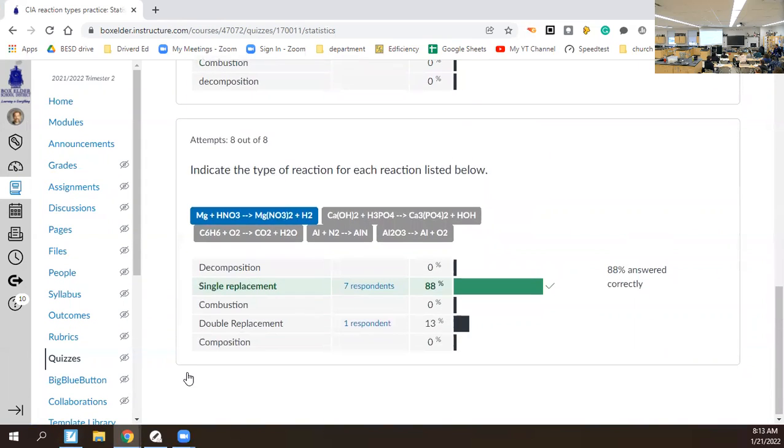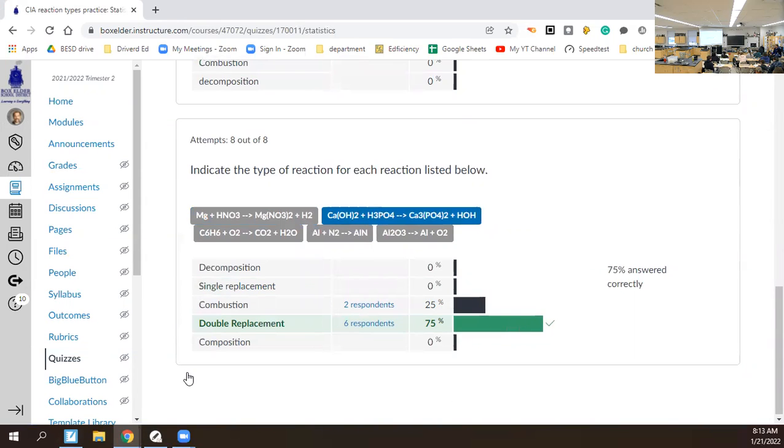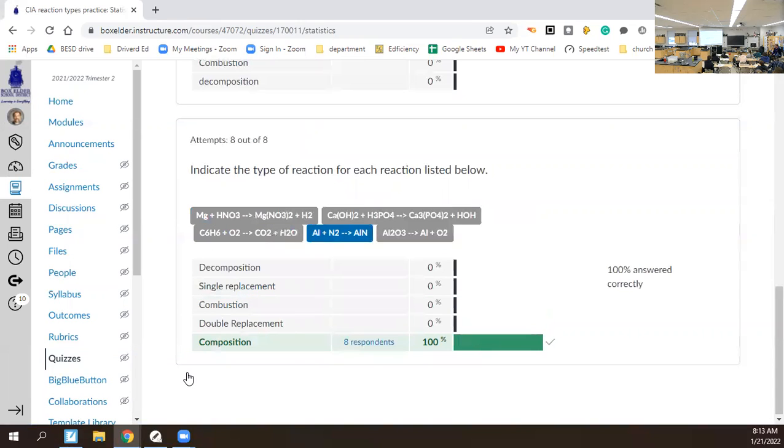Okay, second one, single element plus a compound. That's all you really need to know. That would be a single replacement reaction. This one, all sorts of stuff everywhere. That's a double replacement reaction. If it ever starts with a C and H and adds an O2, that's a combustion reaction. This one only has one product, so good.